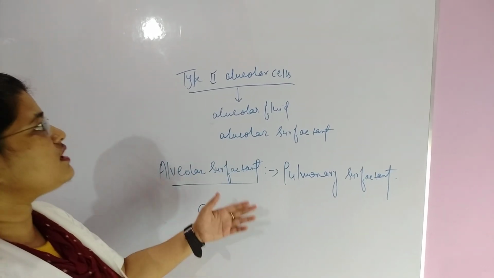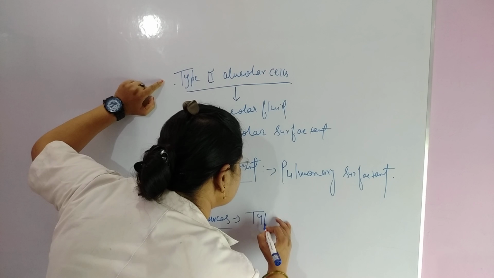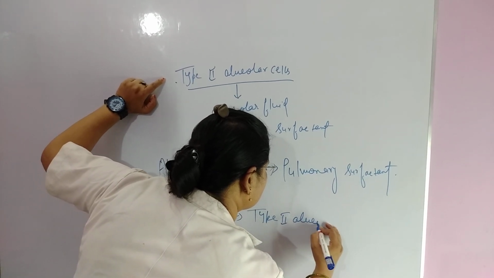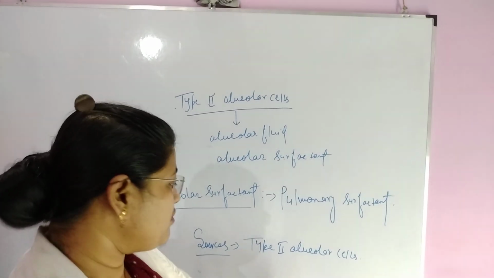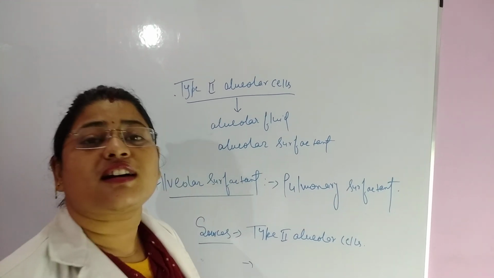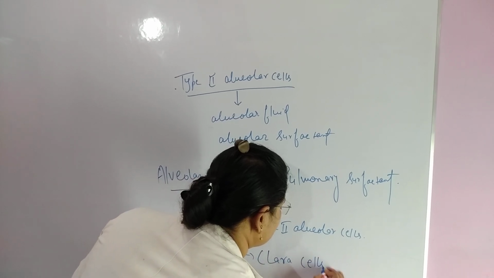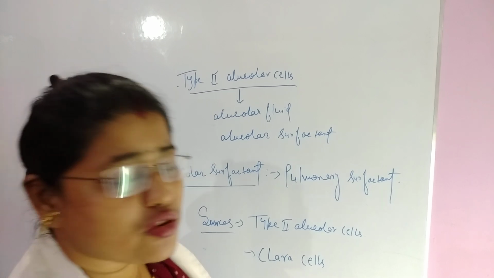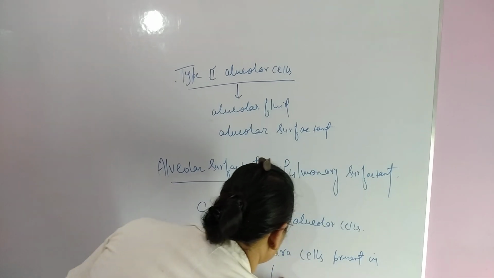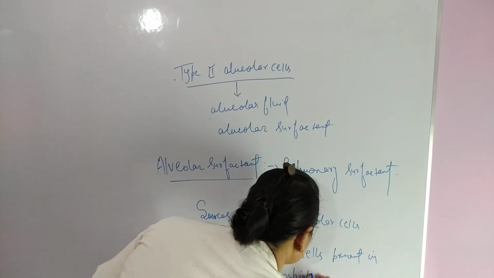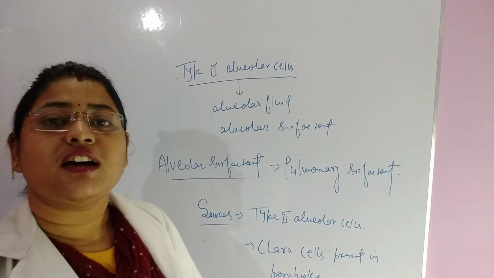as it is clear, the first source is type 2 alveolar cells. And the second one is Club cells, which are present in bronchioles. So these are the sources from which alveolar fluid and alveolar surfactant are released.